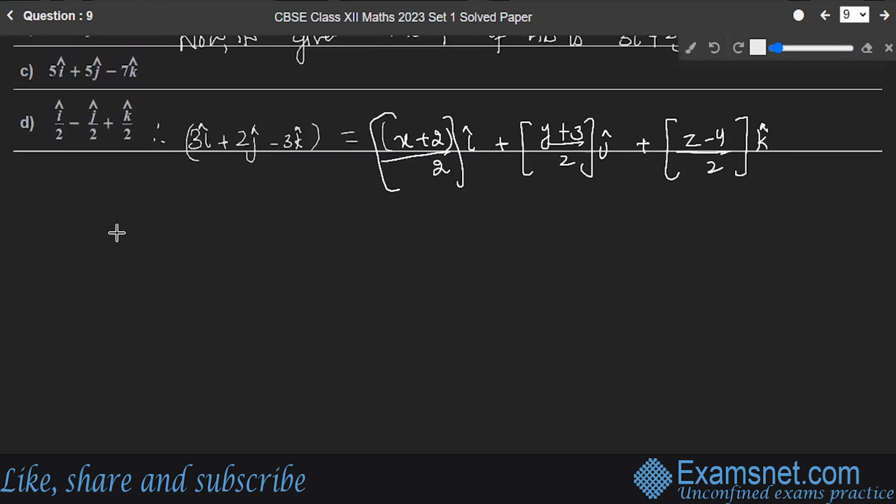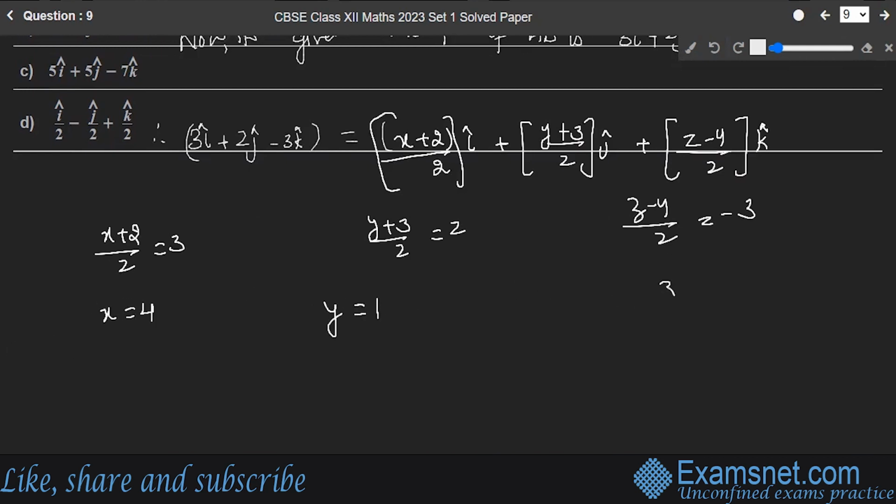So equating, you have (x plus 2) upon 2 is equal to 3, (y plus 3) upon 2 is equal to 2, (z minus 4) upon 2 is equal to minus 3. This gives you x is equal to 4, y is equal to 1, and z is equal to minus 2. So the position vector of B is 4i plus j minus 2k.